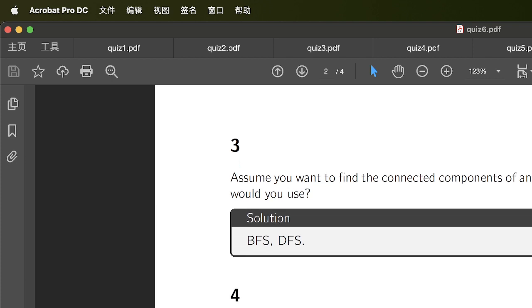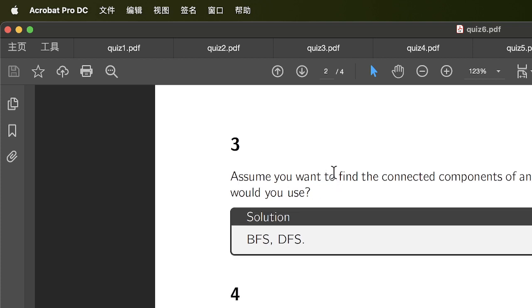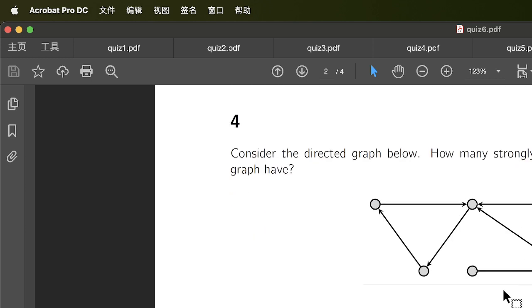Okay. Number 3, assume you want to find the connected components of an undirected graph. Which algorithm would you use? We can use both BFS and DFS, right? Okay, question 4. Consider the directed graph below. How many SCC does this graph have?